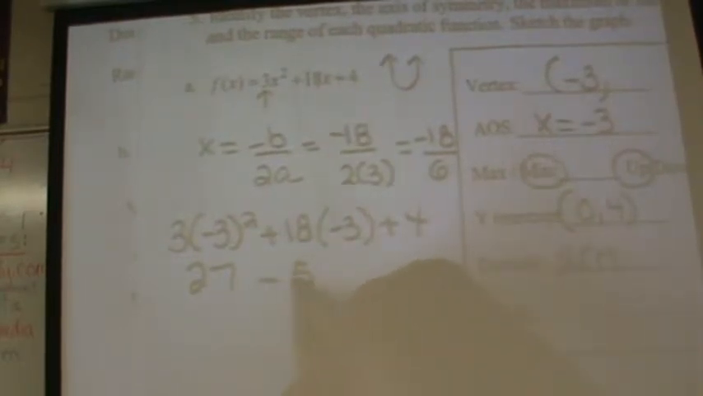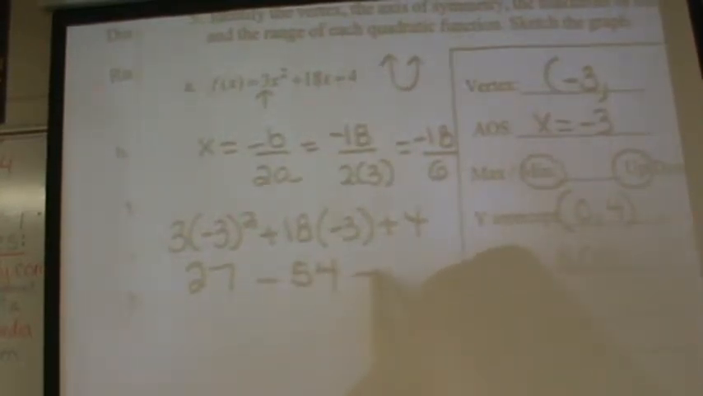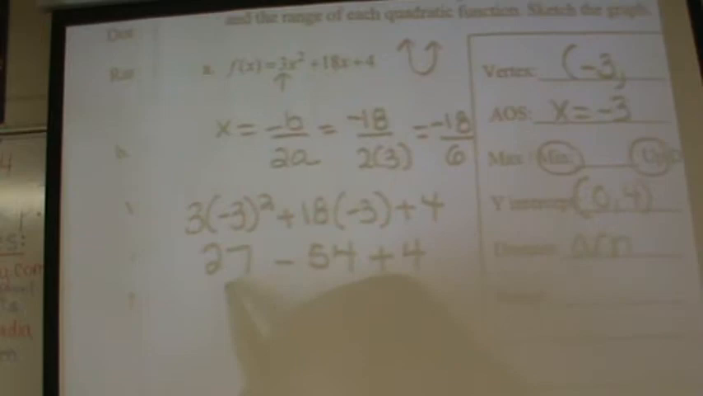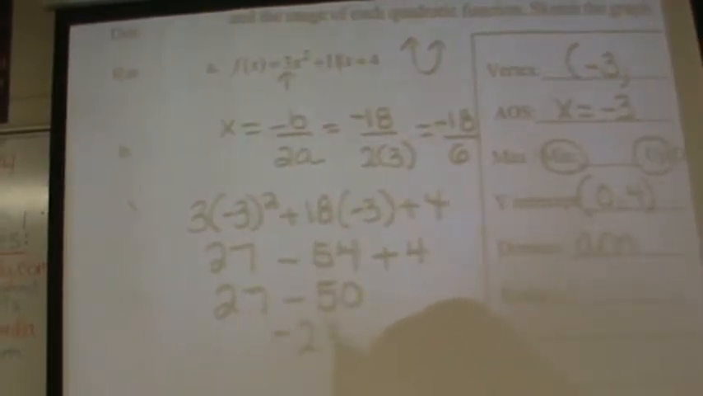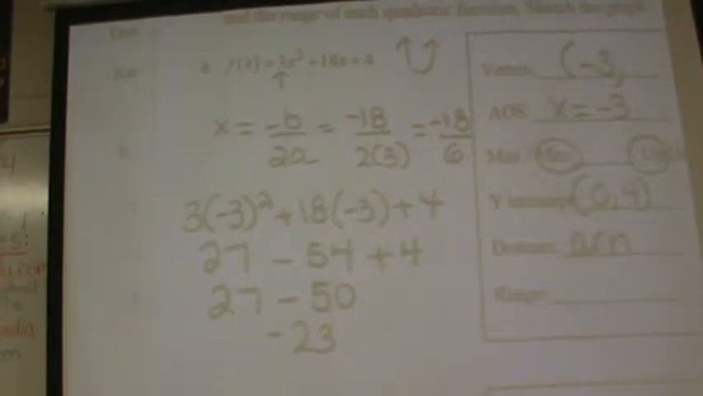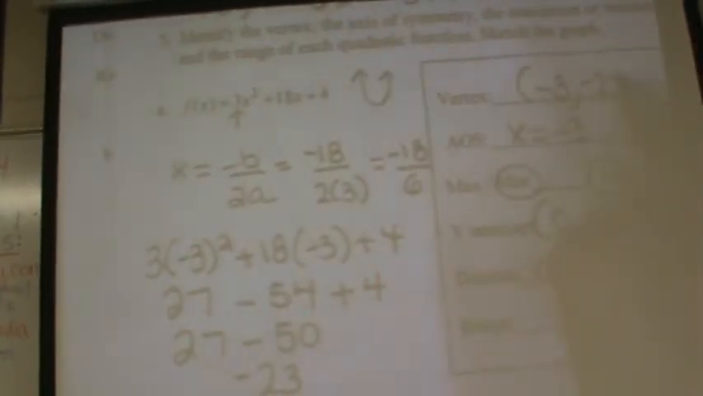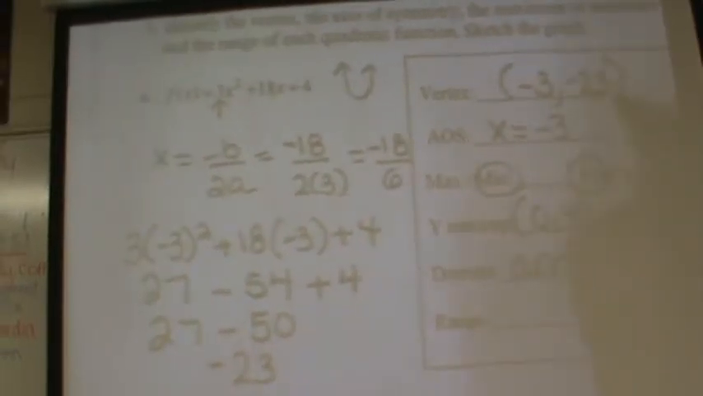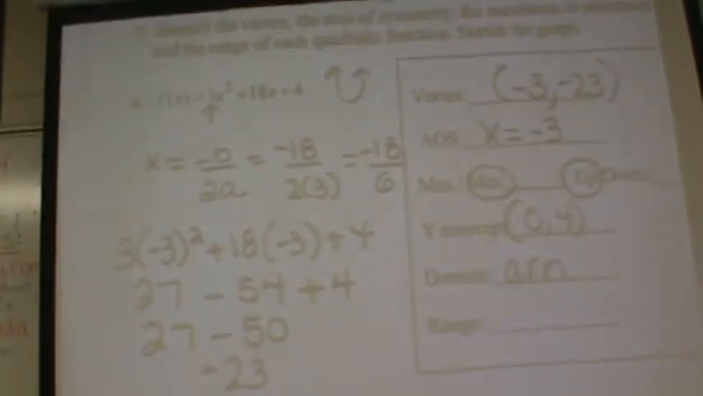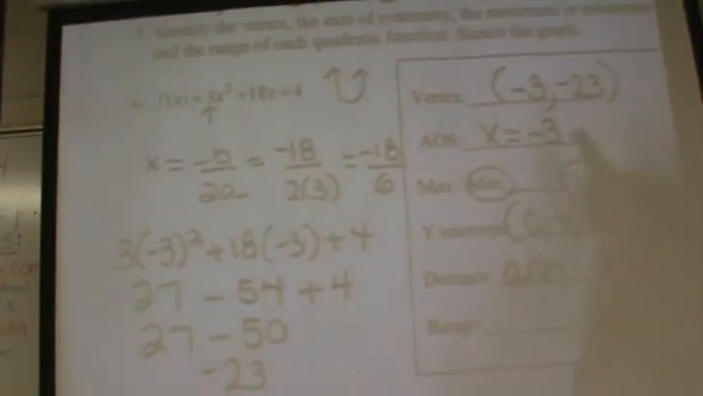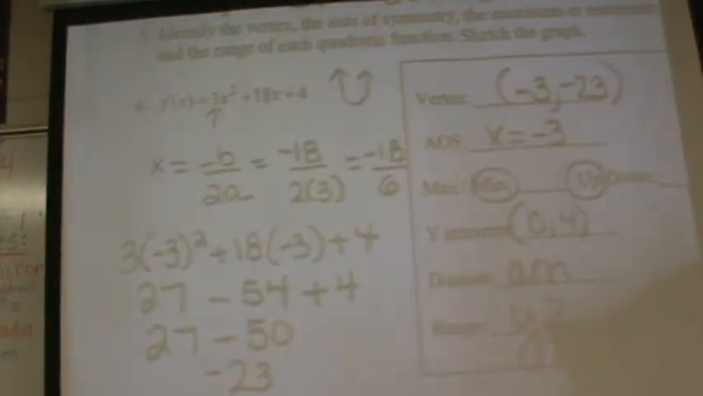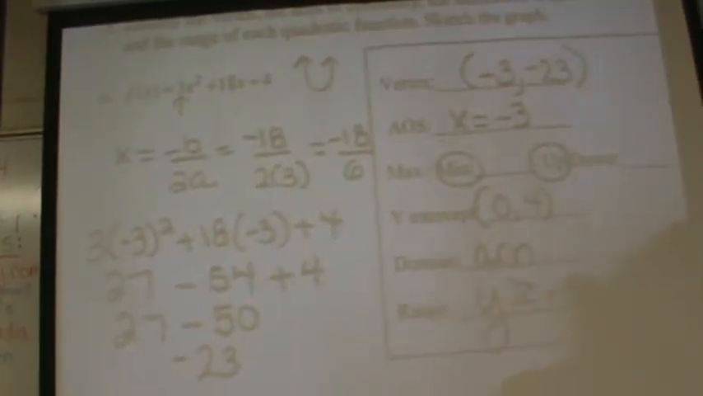-76. What'd you get? I didn't have -76. Oh, that's probably because I did -27. It's negative 23, negative 3, negative 23, which is off the page. So we're going to do the best we can. How do you write the range then? Since it's going up and the lowest number is negative 23, our range is going to be greater than or equal to. Yep.